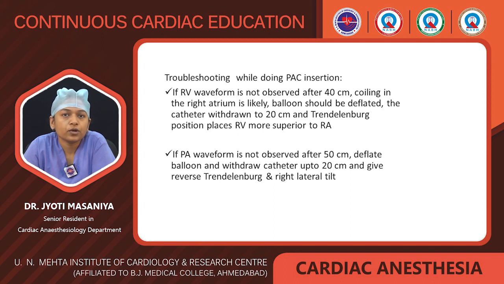Suppose the PA waveform is not observed after 50 cm. Again, we have to deflate the balloon and withdraw the catheter up to 20 cm, and then we should give the reverse Trendelenburg position and the right lateral tilt. This position will help the catheter to negotiate the RVOT and the pulmonary valve and to enter the pulmonary artery.